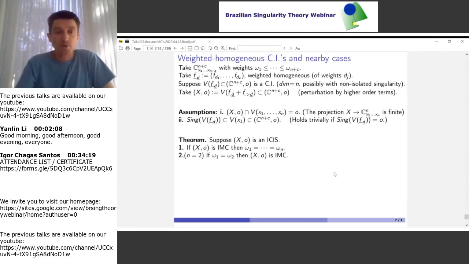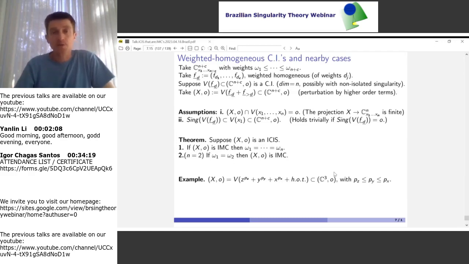Yes, maybe some numerical example. Let's take the Brieskorn-Pham singularities plus higher order terms. Higher order terms in a weighted sense. And assume that Pz is bounded by Py, which is bounded by Px. The sequence grows. And then it is inner metrically conical if and only if Py equals Px. So this result is known. Yes, I guess it's the result of Alexandre and Lev.